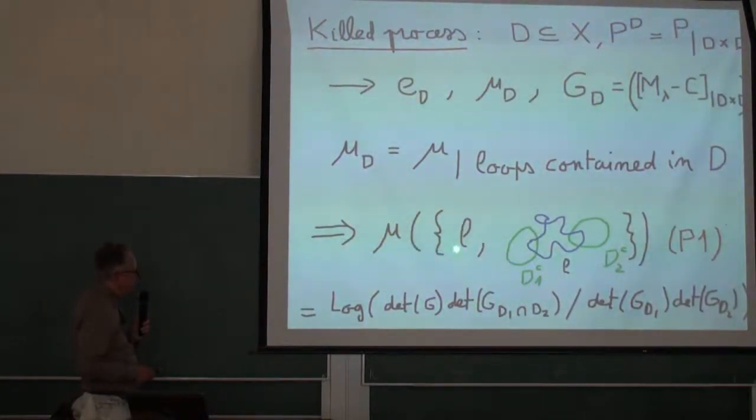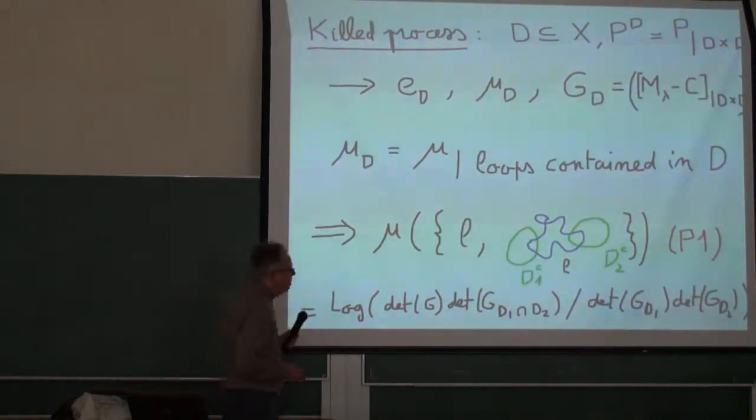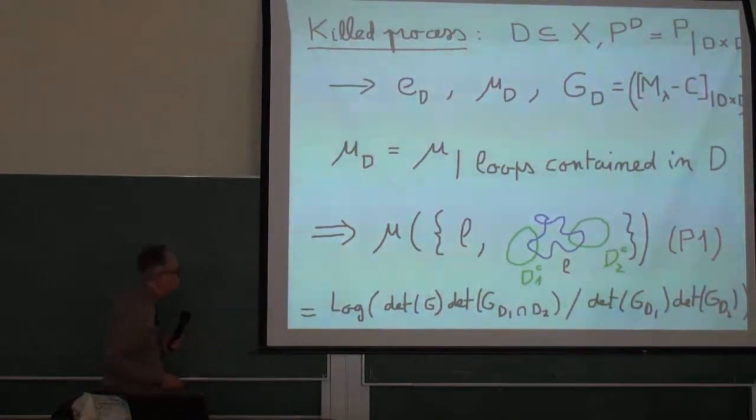So for example, you can evaluate the measure of loops which connect two sets. So this set I call D1C because I'm interested in its complement, which is D1. So this is the complement of D1. And this set I call D2C. Then the measure of the loops which connect the two is given by the logarithm of the determinant of the Green function of the set which is the complement of the union of these two sets, divided by the determinant of GD1 times the determinant of GD2, where D2 is the complement of this one, and D1 is the complement of this one. This is just because we know the measure of non-trivial loops, and we apply it to 4 different situations and do inclusion-exclusion. So this is really not difficult to obtain.